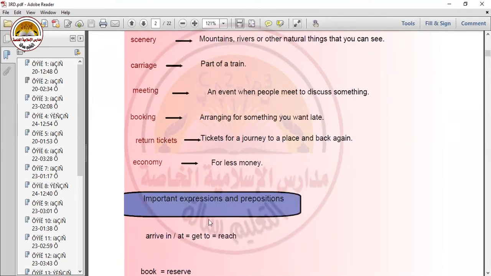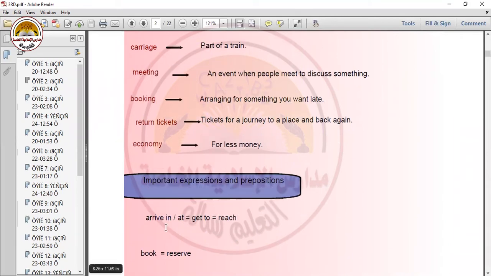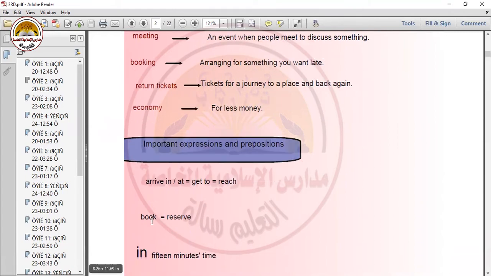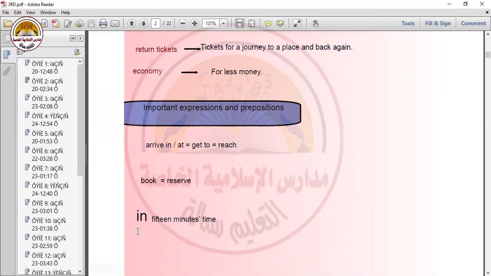We have important expressions and prepositions. Can you see? Arrive in or at means get to or reach. Book means reserve. Pay attention to this preposition: in 15 minutes' time.